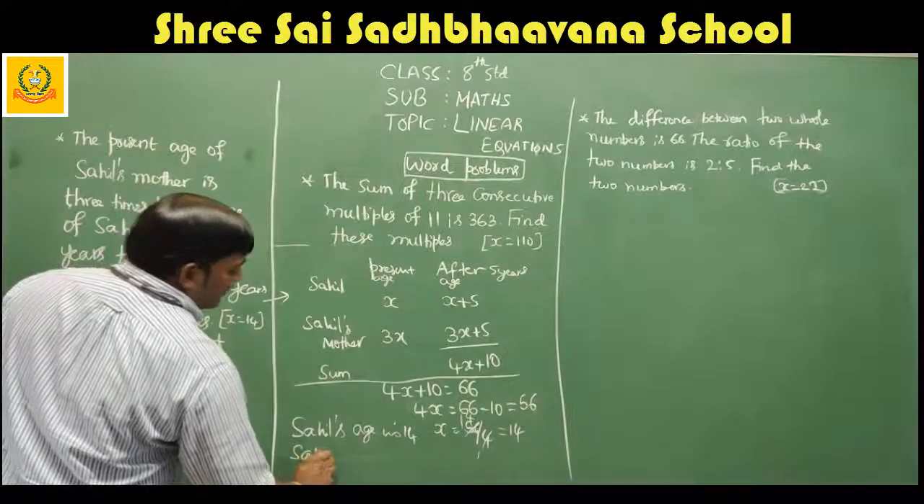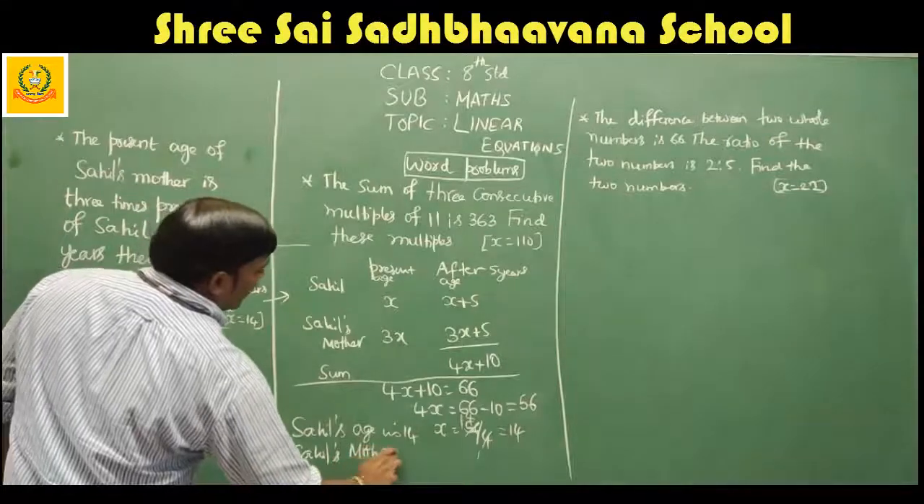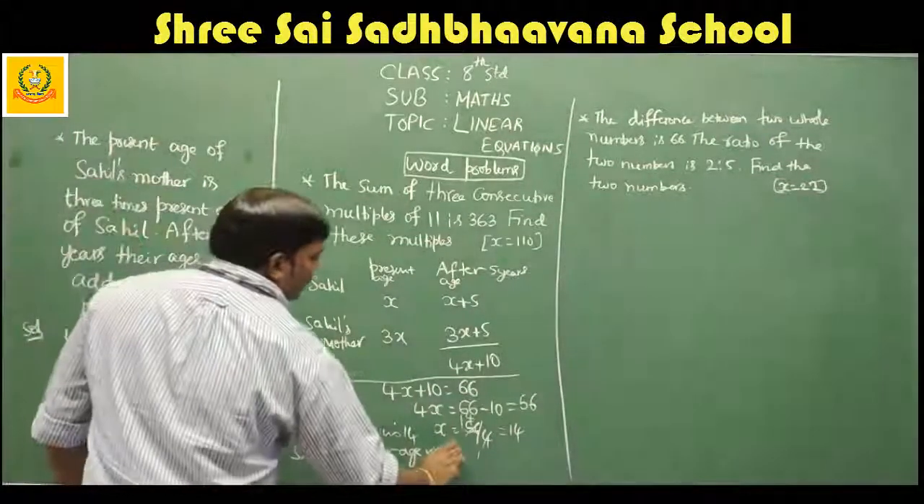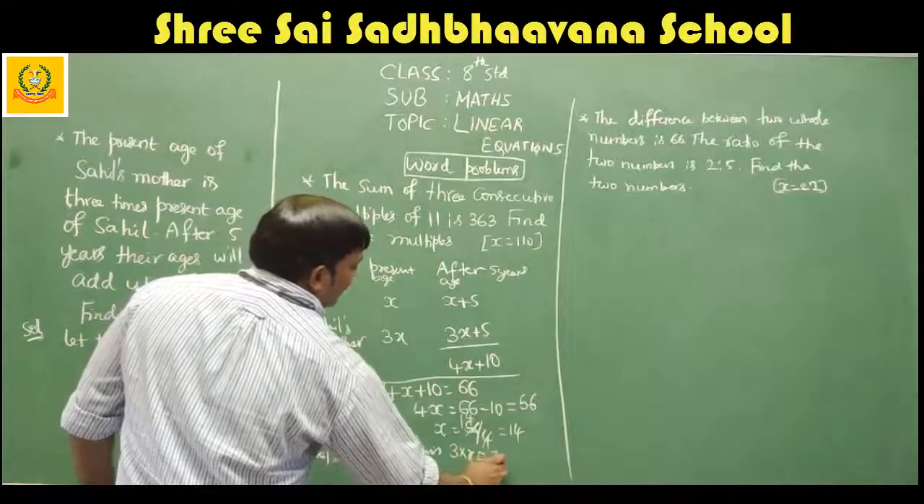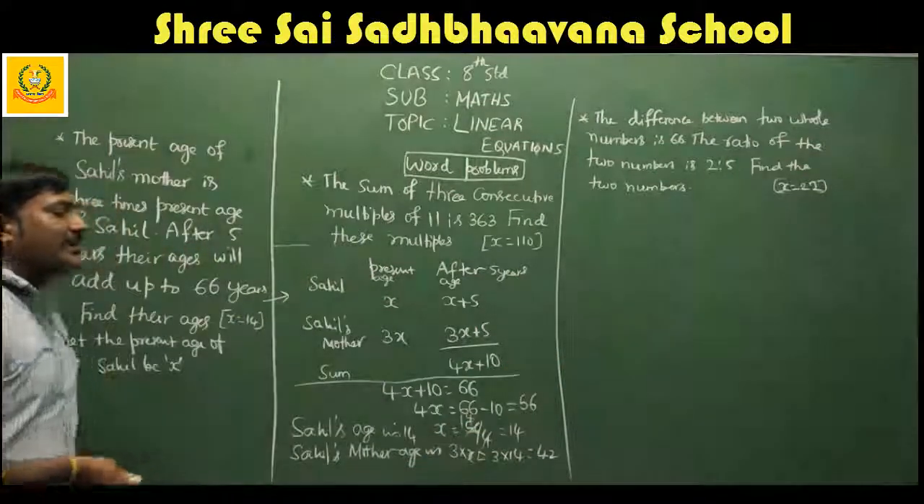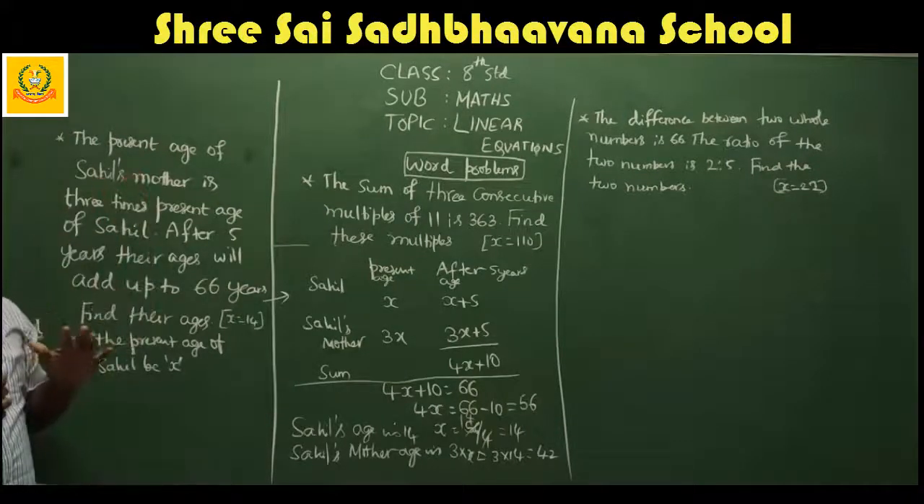And now Sahil's mother's age. How much is it? Sahil's mother's age is 3 times x, which is 3 into 14, 42. So Sahil's mother's age is 42. You're not supposed to say years, right? We should say age. Sahil's age is 14. Mother's age is 42. That's all.